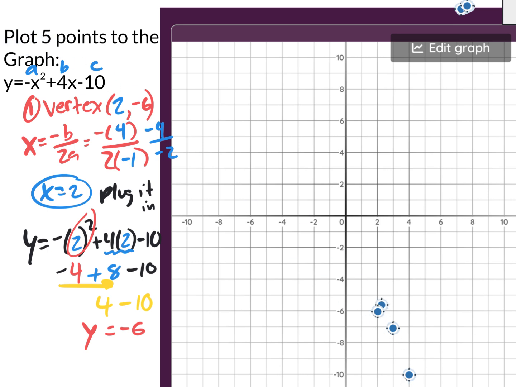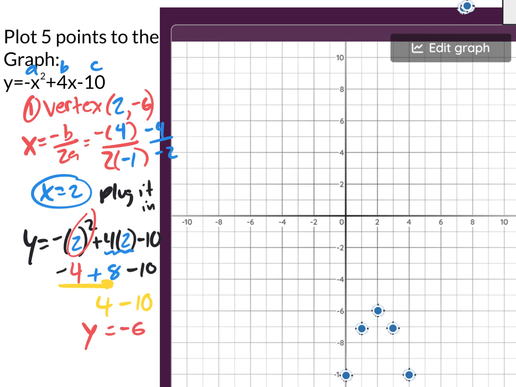So we have 3 so far. Just map them over to the other side. And you will now have a total of 5 points. So that's good enough. It's not 7 points, it's 5 points. We just graph 5 points. The parabola does go down forever, but the graph is only a 10 by 10 graph, so we're only able to plot 5 of those points.